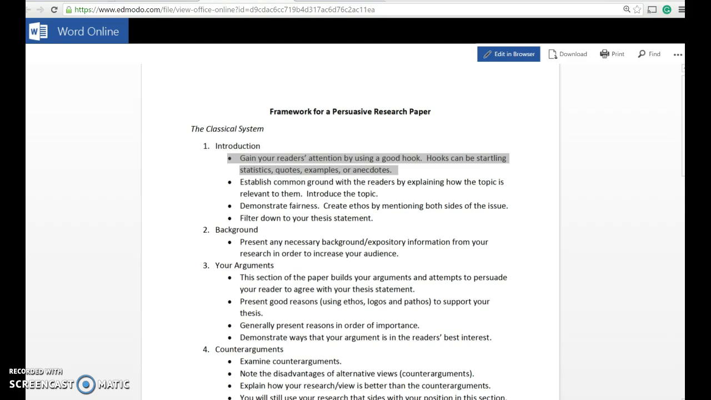You can string some of these examples together. You can use several statistics, maybe a few quotes, put a couple of different anecdotes together. You can use a variety of strategies to expand on your introduction. The big thing again is to really hook their attention and get them into the paper itself. So let's go ahead and look at Wyatt's right here.